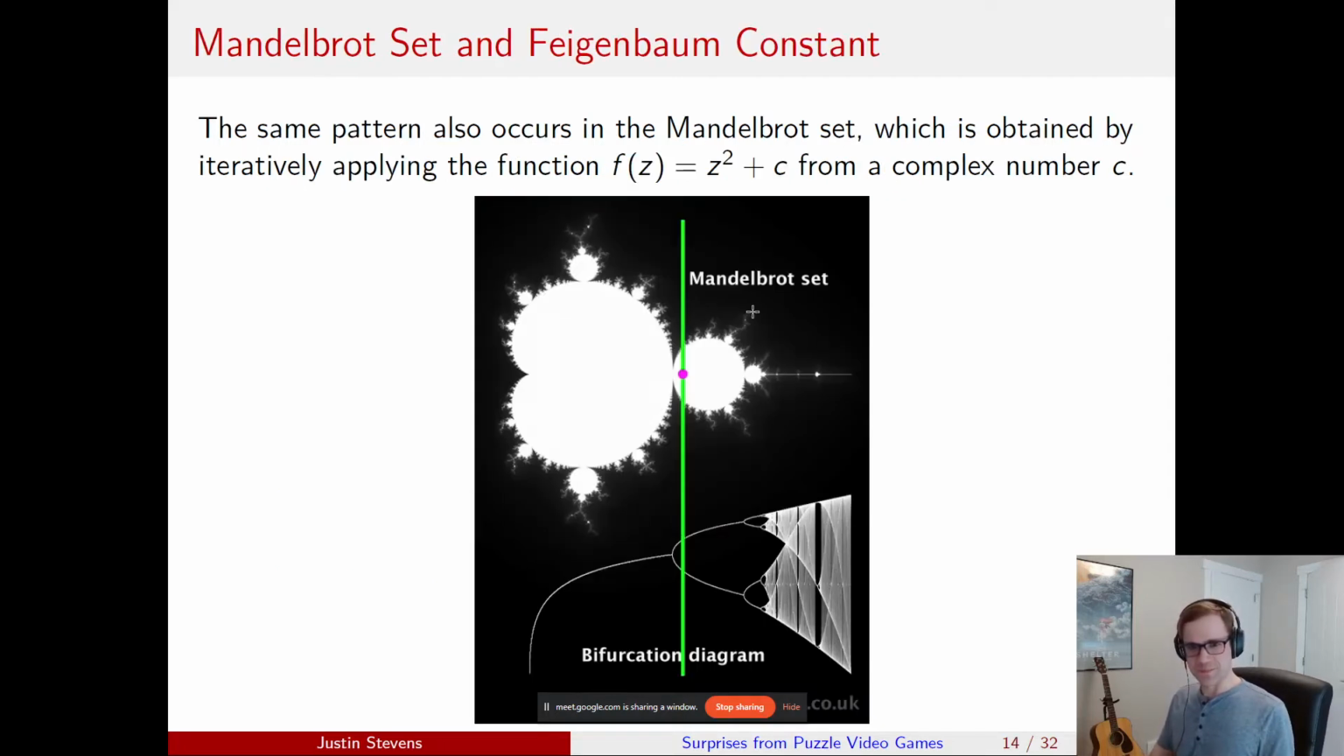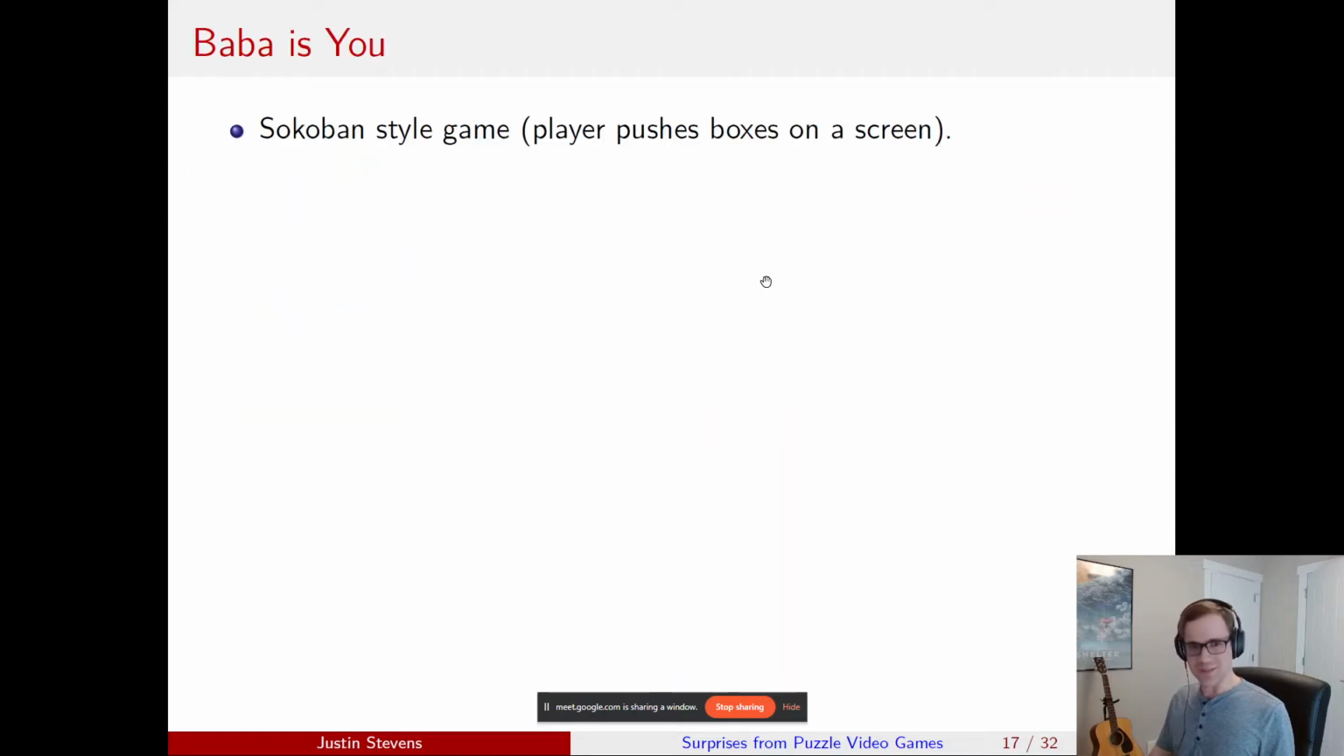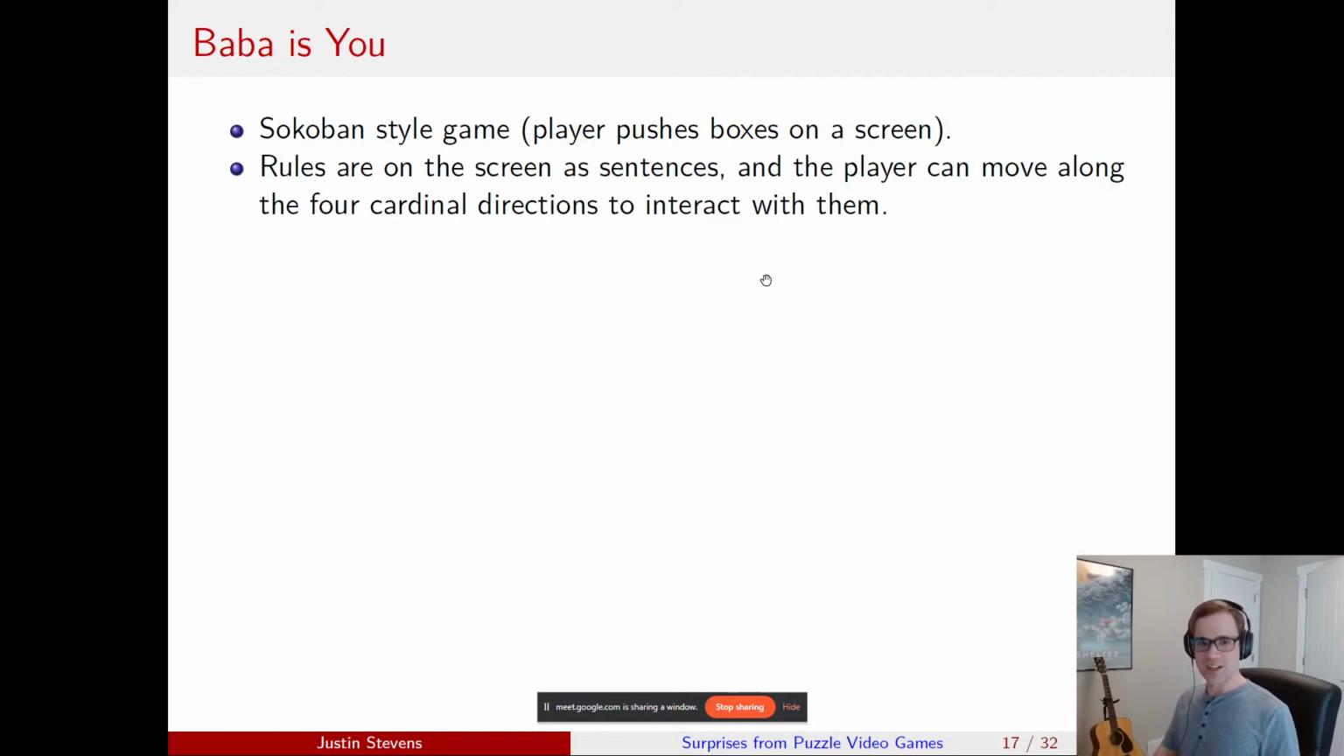Yeah, you're welcome. Cool. So let's talk about Baba Is You. Baba Is You is a Sokoban style game. Players push boxes on a screen. Rules are on the screen as sentences, and the players can move along the four cardinal directions to interact with the rules.